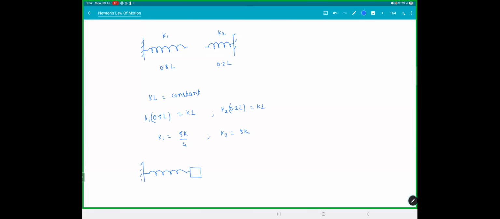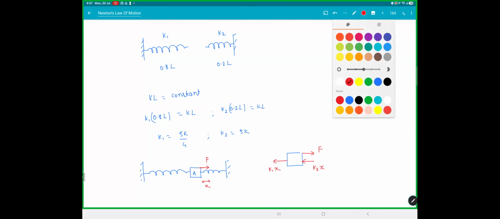We will just imagine A is an imaginary block, with two springs like this. Someone pulled with force F, and let's say this thing moved by X. Now, if you draw the FBD of this block, what are the forces acting on this block? We have force F. The right side is getting compressed, so it will push back, which is K2X. The left is getting elongated, so it will pull back, K1X.